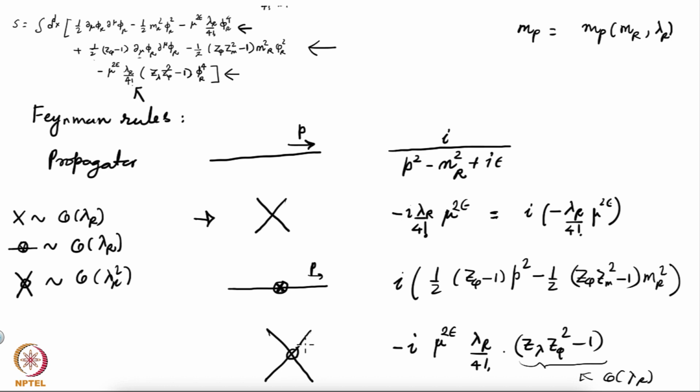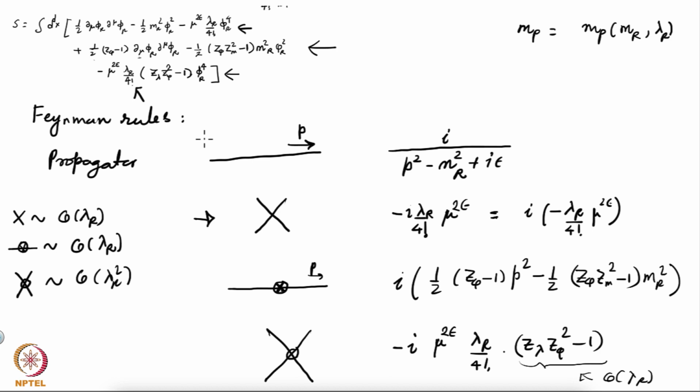But here I also want to bring your attention to the fact that even though you have several interaction terms in this section, like this phi to the 4 term and this interaction term which has del mu phi r, and this phi r square and phi r 4, these coupling constants are not independent. Okay, they are not all different. They all are completely determined in terms of lambda r and mr.